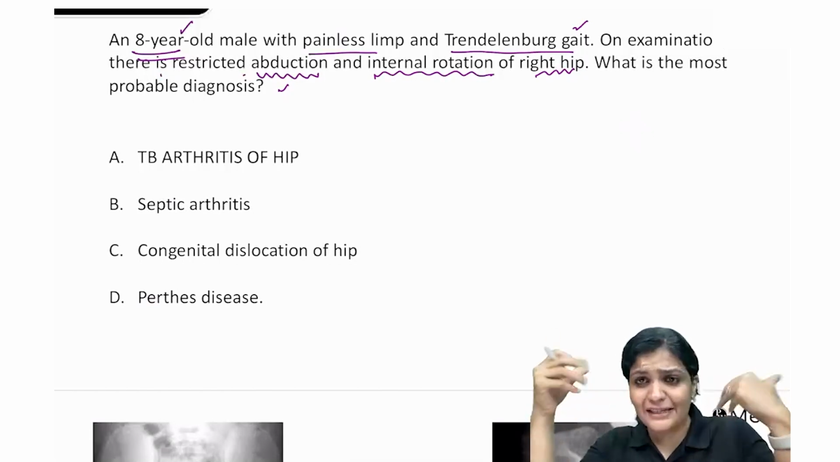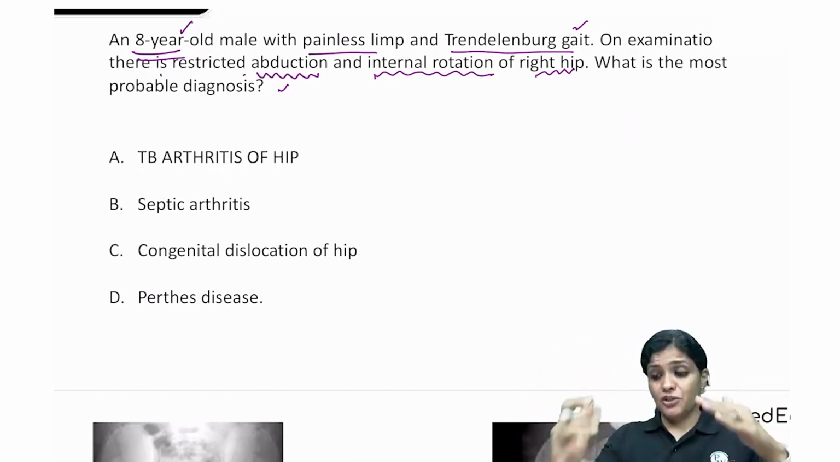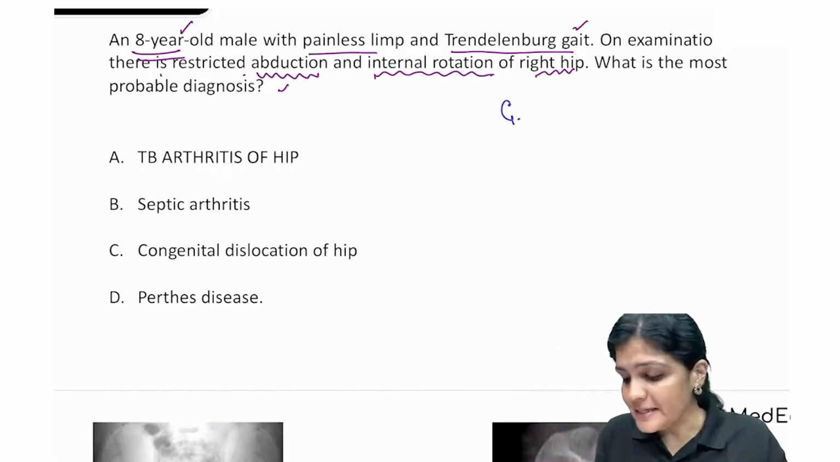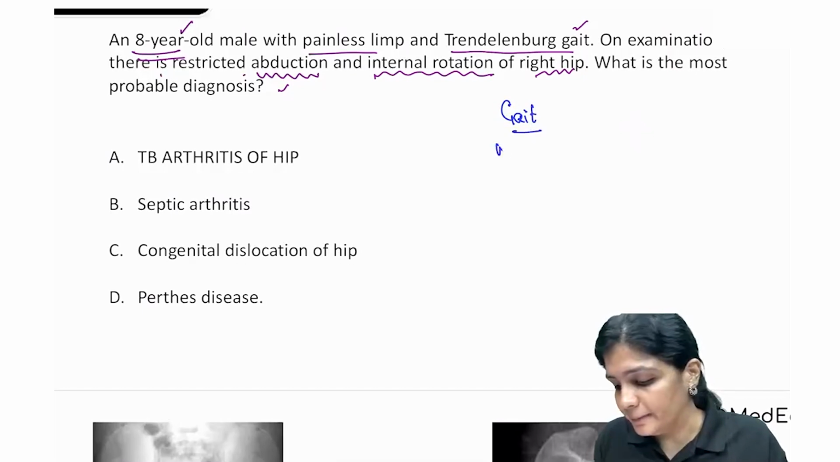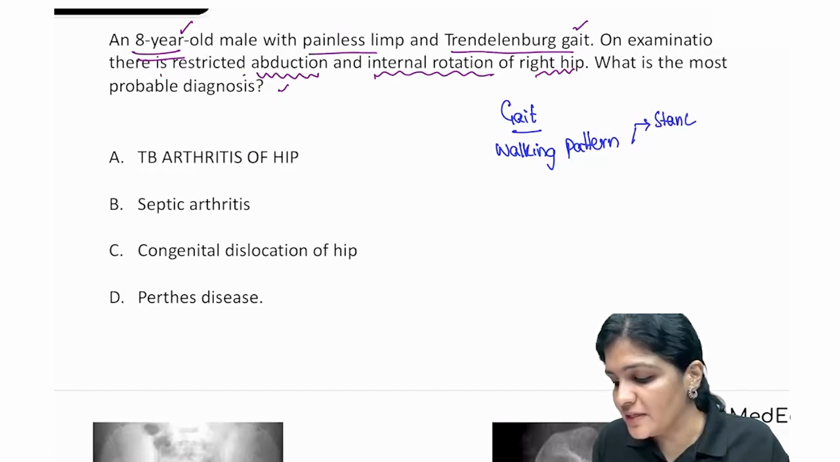What is Trendelenburg gait? The gait is also the same as the patient is walking. So what is gait? Gait is nothing but walking pattern, where there are two important stages. One is called the stance phase. The second is called the swing phase.